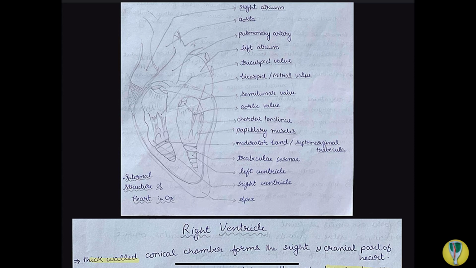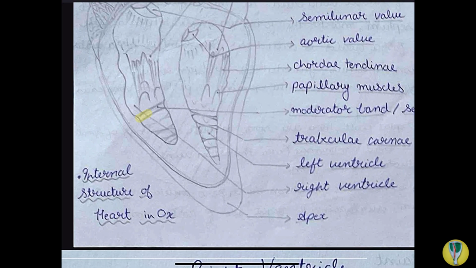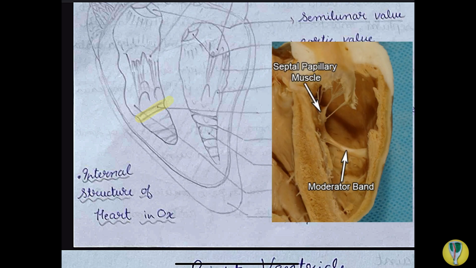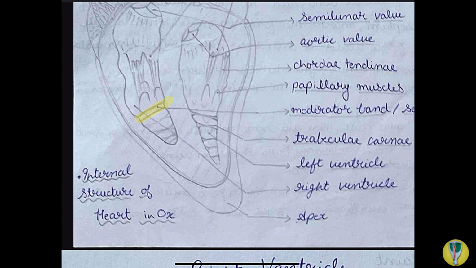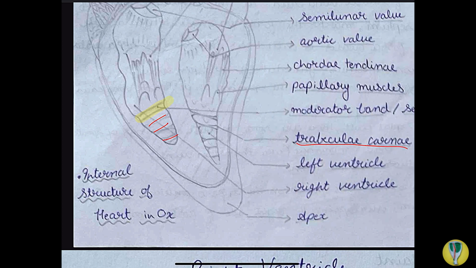So see here in this diagram, this structure is called the moderator band. It is single in the right ventricle. In the left ventricle, it is more than one, but in the right ventricle, it is one. While trabeculae carneae, they are these small fibrous structures. Okay, and they are present towards the apex. And you can easily differentiate them from the chordae tendineae, which are present towards the base, and they are connected to the papillary muscle.